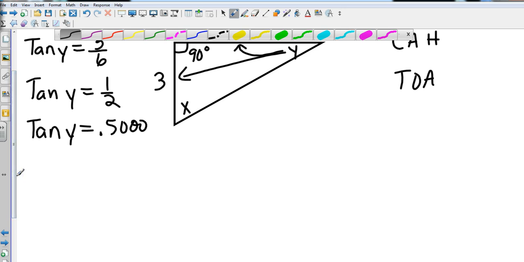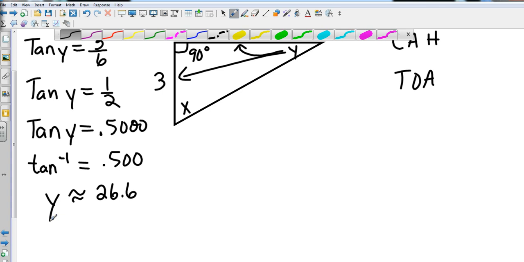So when we're finding actual angles, notice on the last two we were finding sides. When we're finding angles, you need to find the tangent inverse (tan^-1) button on your calculator, and it's right above the tangent button. And so you're going to hit tangent inverse, and then you're going to put in 0.5000. That's going to give you an actual value of approximately 26.6. So your y value is 26.6. So that angle right there is 26.6.